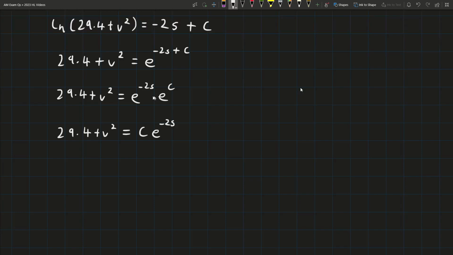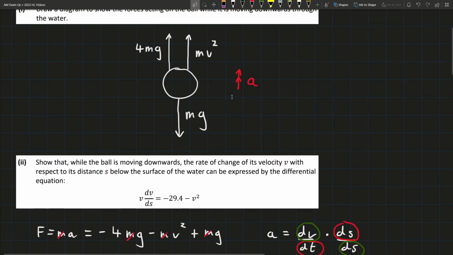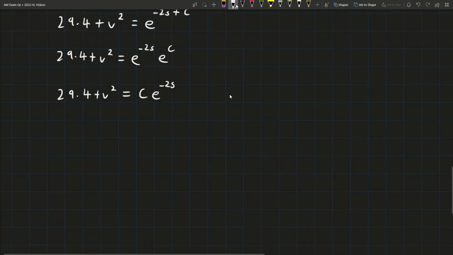So we know the initial velocity is 15, and at that point the distance traveled is 0, because that's at the start. Now, just to make sure, remember in our diagram we took downwards as positive, so the 15 meters per second is going to be positive because it's going downwards. So v equals 15 when s equals 0.